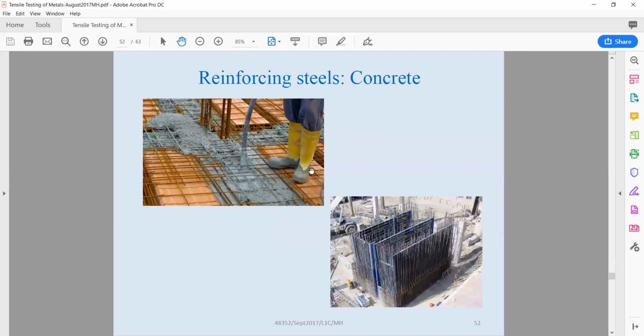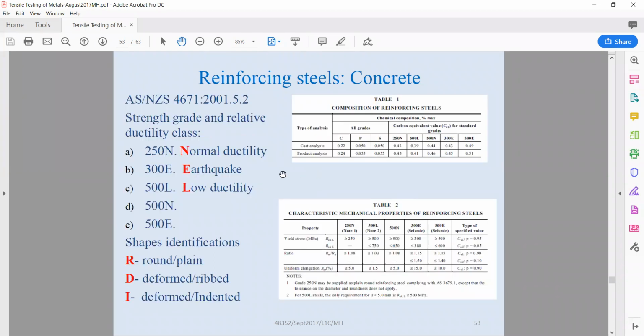These are generally the reinforcement steel, where it's used in reinforced concrete. These are the types of reinforcement bars used in Australia. 250N means normal ductility, 300E means earthquake, 500L means low ductility. R, D, I are also shapes: R is round, D is deformed, I is indented. So different types of reinforcements. If you refer to this standard, all these details are specified.